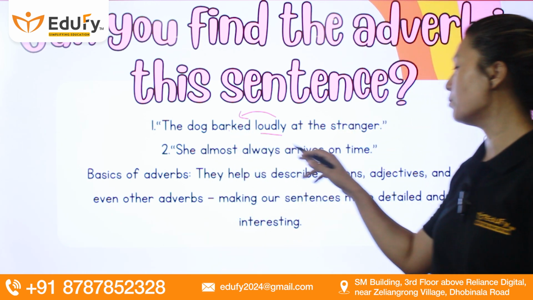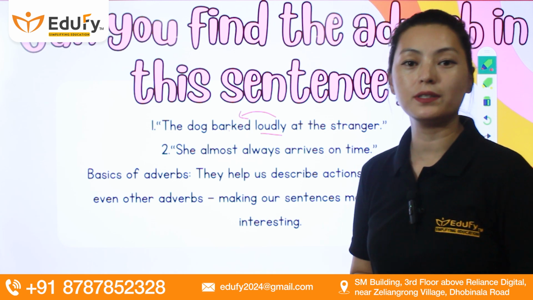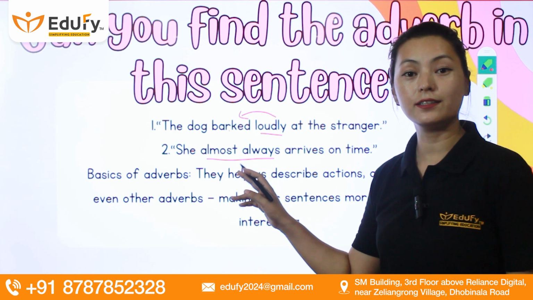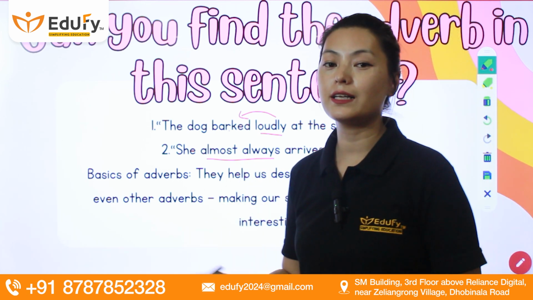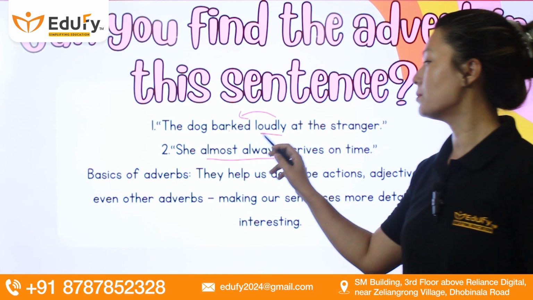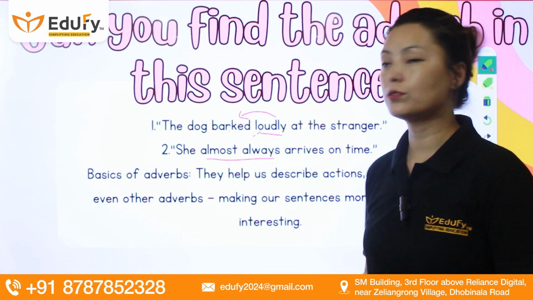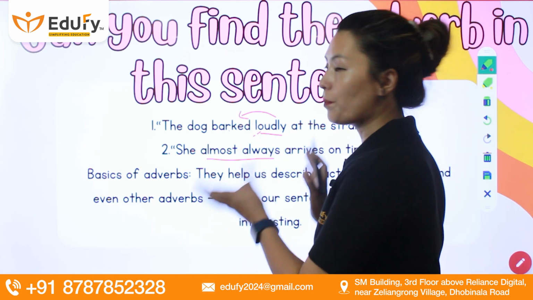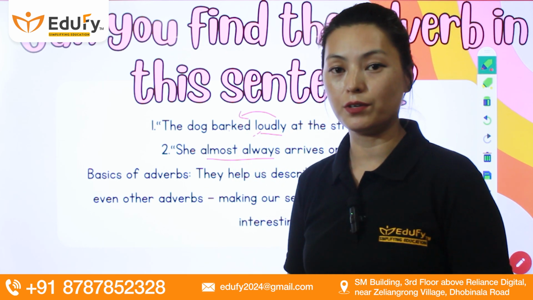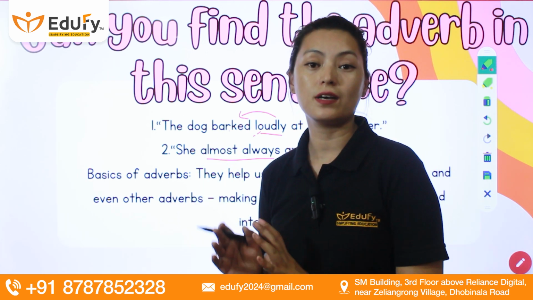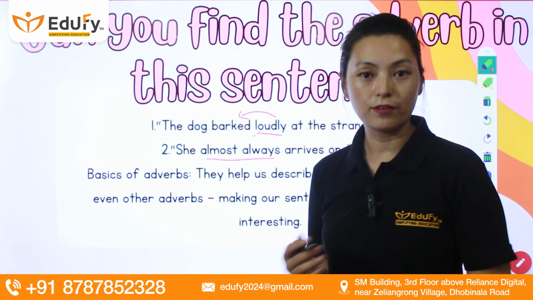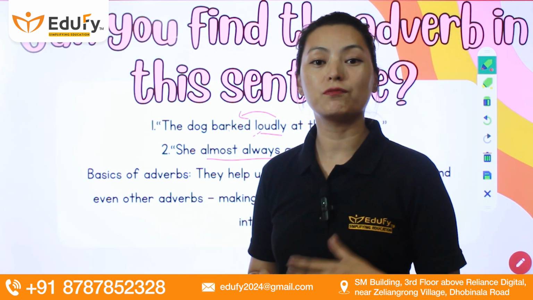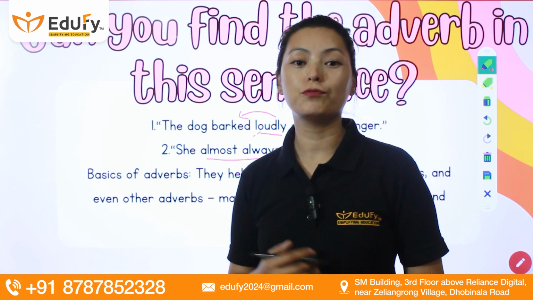In the second sentence: she almost always arrives on time. Can you tell me where the adverb is in this sentence? Yes, it is almost or always. If you have underlined this or identified this, then you're very clear about what an adverb is. Adverbs also modify verbs and also adverbs themselves in a sentence. So these are the topics and the basics of adverbs that you have to remember. These are very basic ideas to have when you are learning grammar, especially adverbs. Once you've understood and mastered this, it will become easier to go forward into other parts of the syllabus.